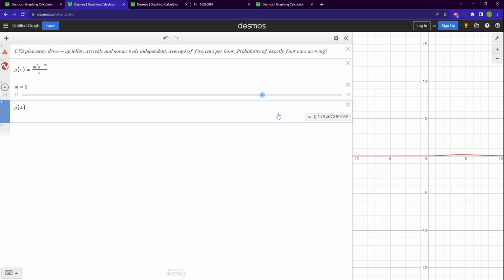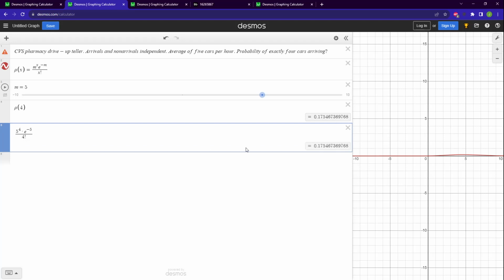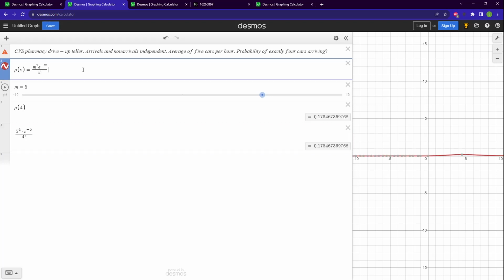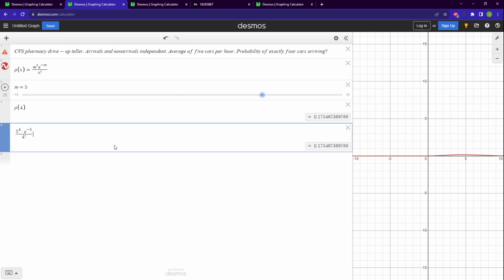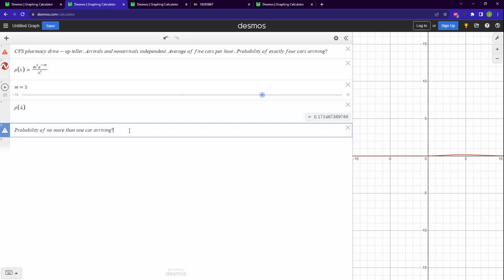Poisson is considerably easier in terms of entry than the binomial distribution. Now, if you wanted to enter this manually, you could put, in this case, 5 to the power of 4 times e to the power of negative 5 over 4 factorial, and you see we get the same answer. Like with the binomial distribution, though, the particular value of doing it this way is when you have to do cumulative probabilities. So, for example, suppose I ask for the probability of no more than 1 car arriving.